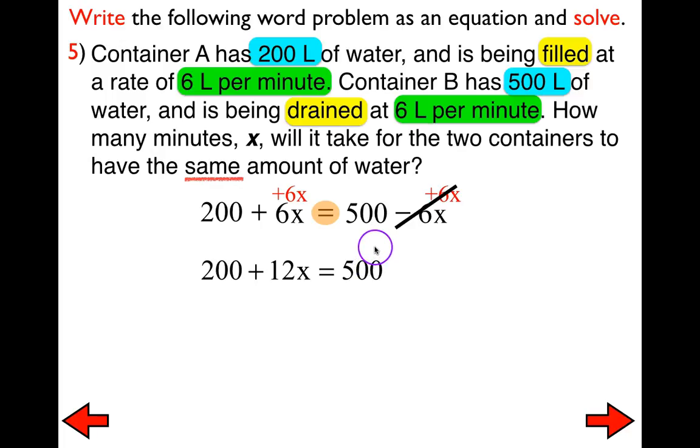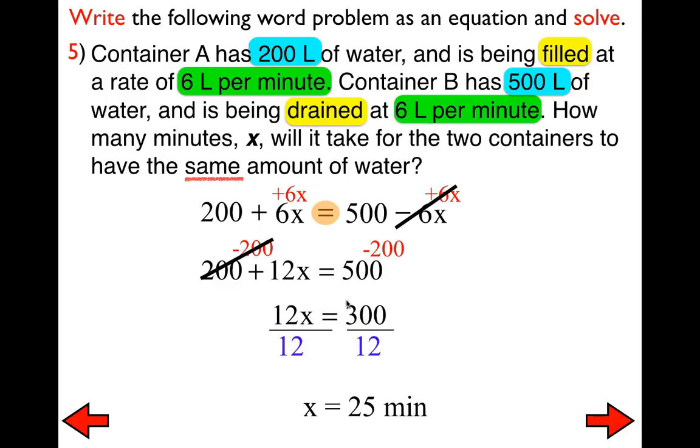Now I'm going to check to see if I can get rid of a constant. I can, so I'm going to go ahead and subtract 200 from both sides, which is going to leave me with 12x equals 300. And last but not least, I'm going to get rid of my coefficient by dividing both sides by 12, and I get x equals 25 minutes.